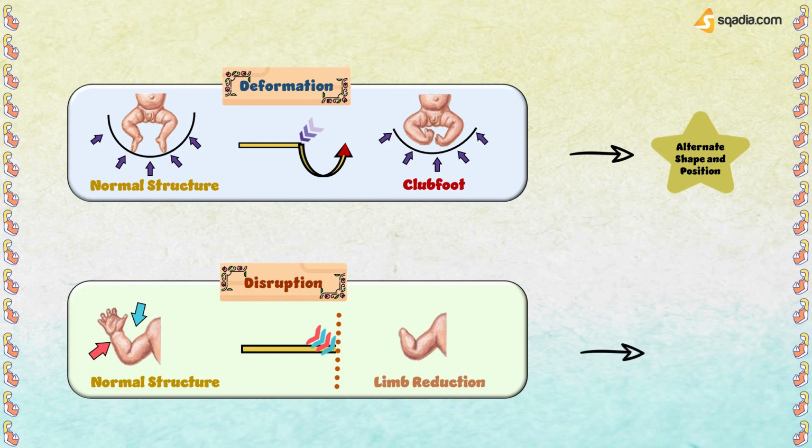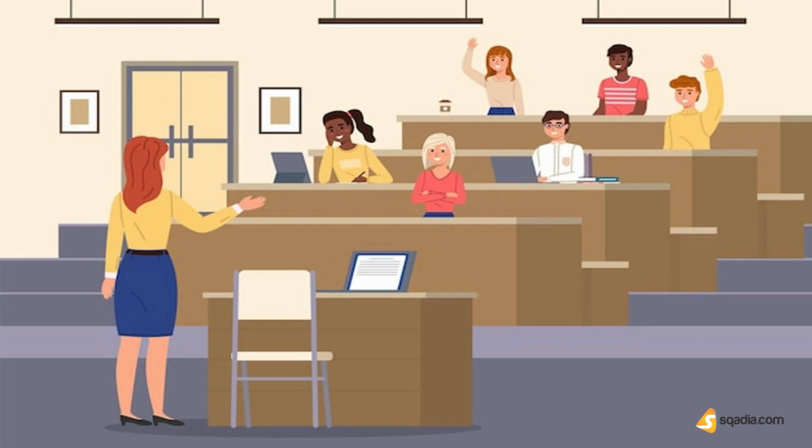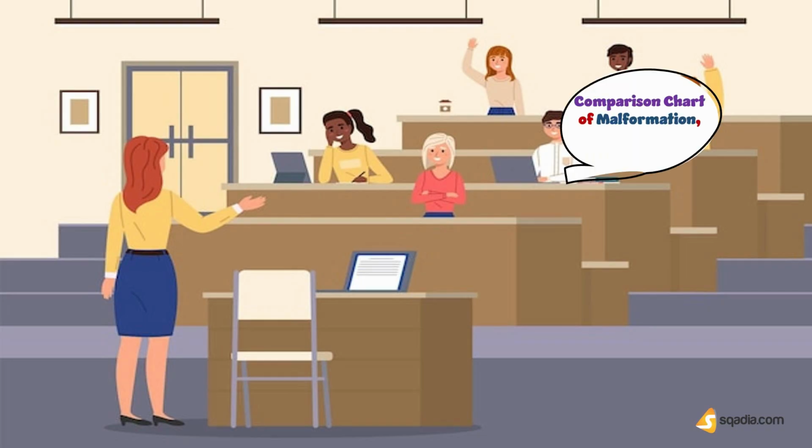But disruption is destruction of existing tissues. There is a difference between alteration of position and destruction of tissues. Oh, ma'am, that is a very sharp difference. I haven't noted it. Ma'am, can I get a comparison chart between malformation, deformation, and disruption?